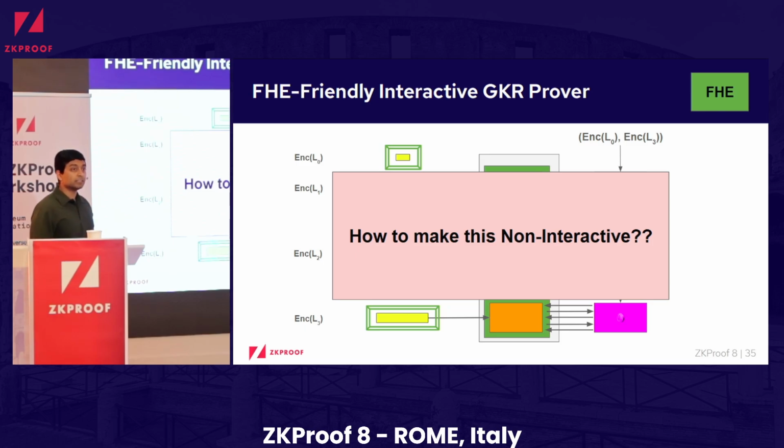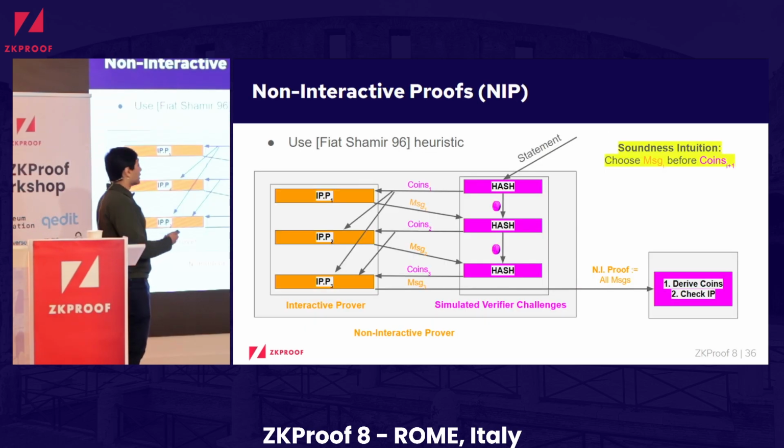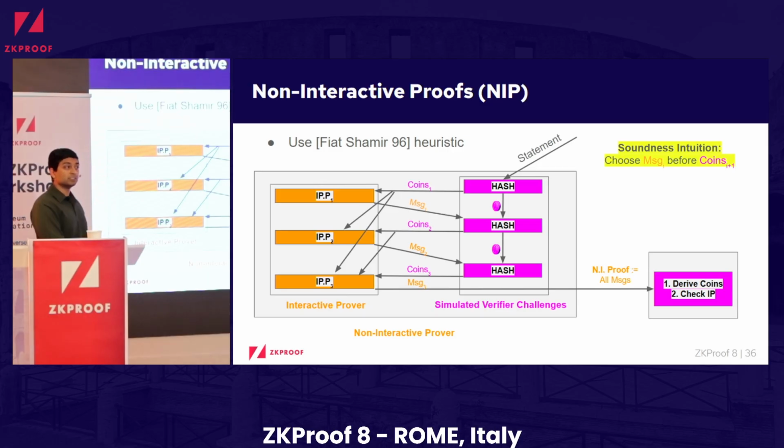How do we make this non-interactive? Well, we know how to make interactive proofs non-interactive. We use Fiat-Shamir. And the quick summary of this is that instead of the verifier actually flipping a coin in an interactive way, we simulate that, and we choose a message first, and then hash that message to get a coin flip.